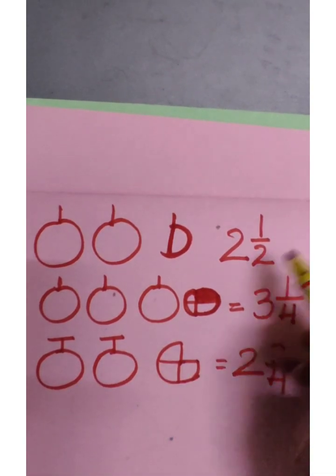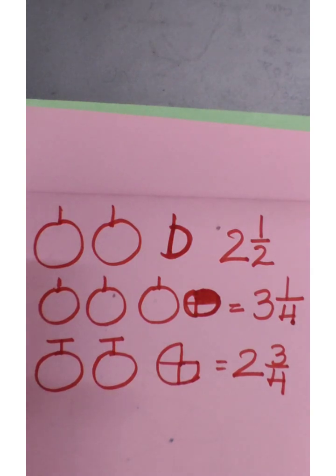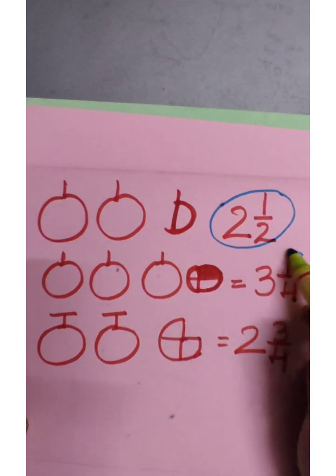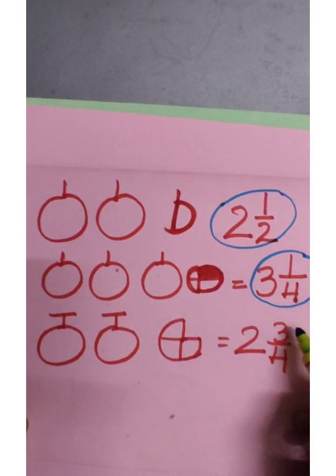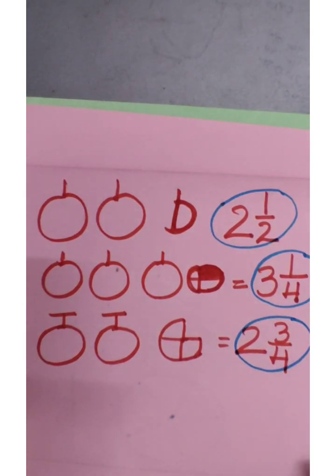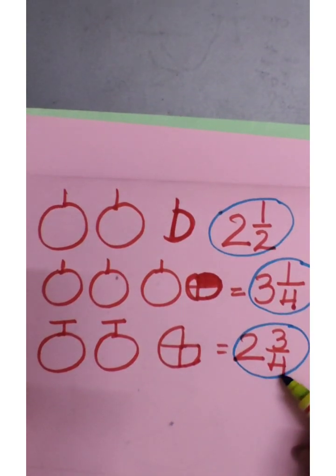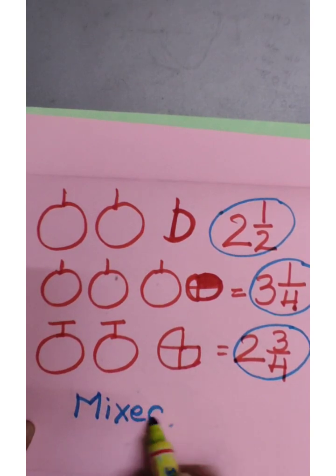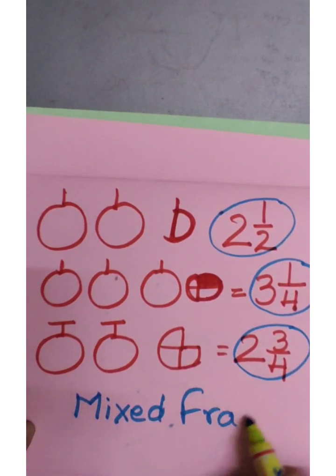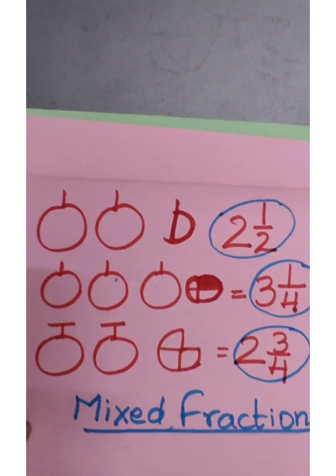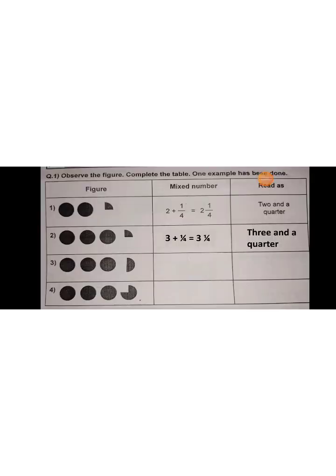Now children, you can see the fractions. It is showing you 2.5, 3 and 1/4, and 2 and 3/4. This type of fractions, they are called mixed fractions. They are called mixed fractions. Children, let us study some more mixed fractions.